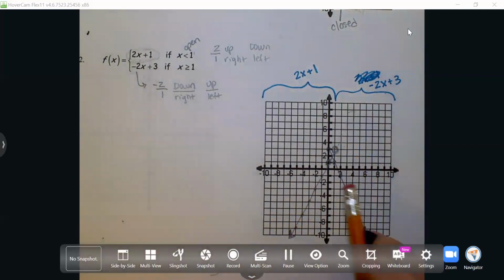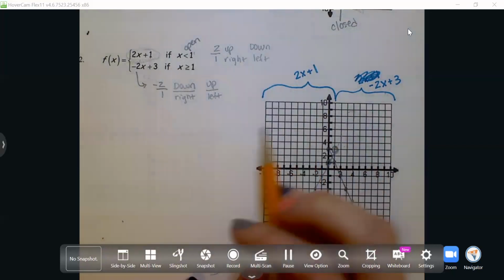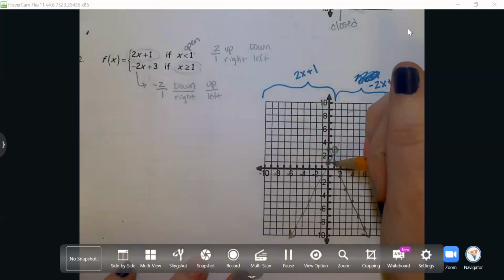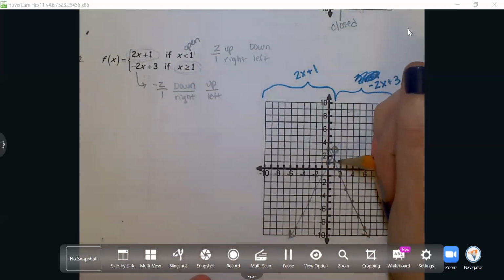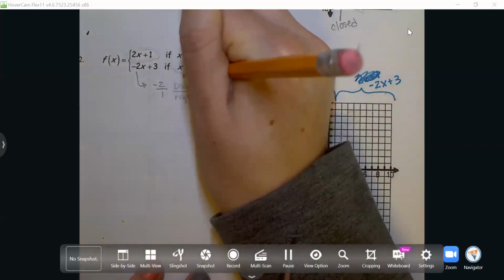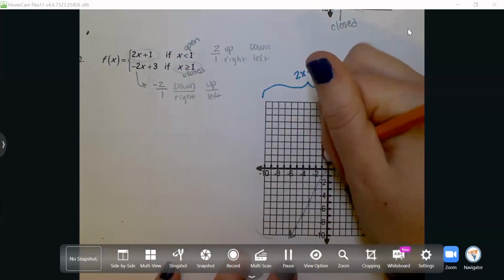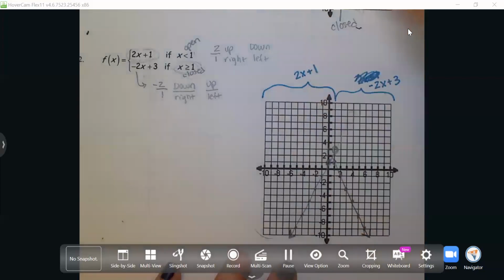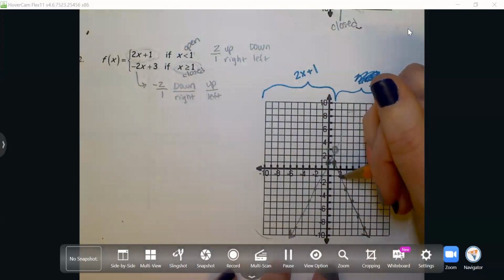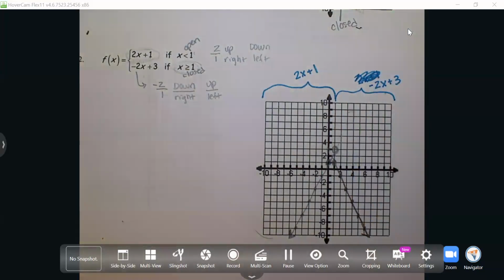However, I know that my starting point should be at x is greater than or equal to 1. So here at 1, I'm 1 point above that. That's going to be a nice closed circle. And I'm going to erase this part of my graph that's over here. This is where I start. And then I continue the rest of the way down. Those are your 2 examples.